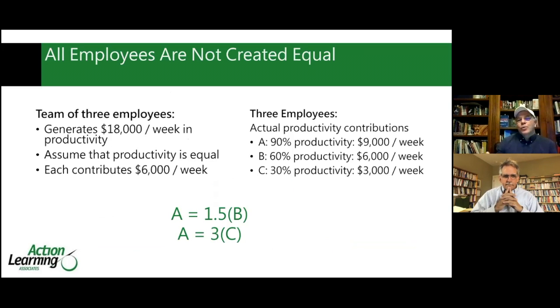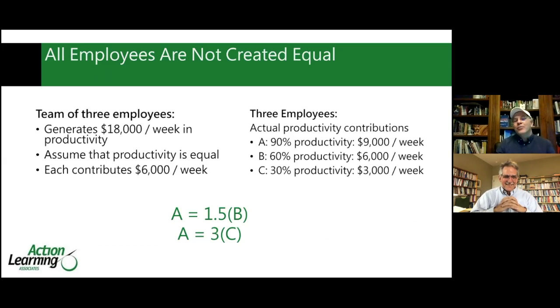So all employees are not created equal. Well, we make assumptions, like on the left side of the screen here. If we have a team of 3 employees and they generate roughly $18,000 of productivity a week, we assume that each of them is contributing about $6,000 of productivity a week. We don't, because we're smarter than the average learning analytics people. What we recommend is you should know your numbers.